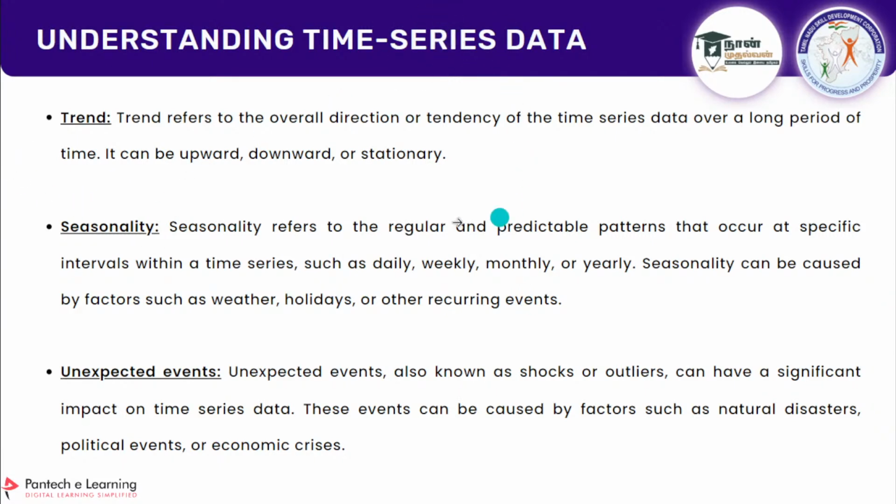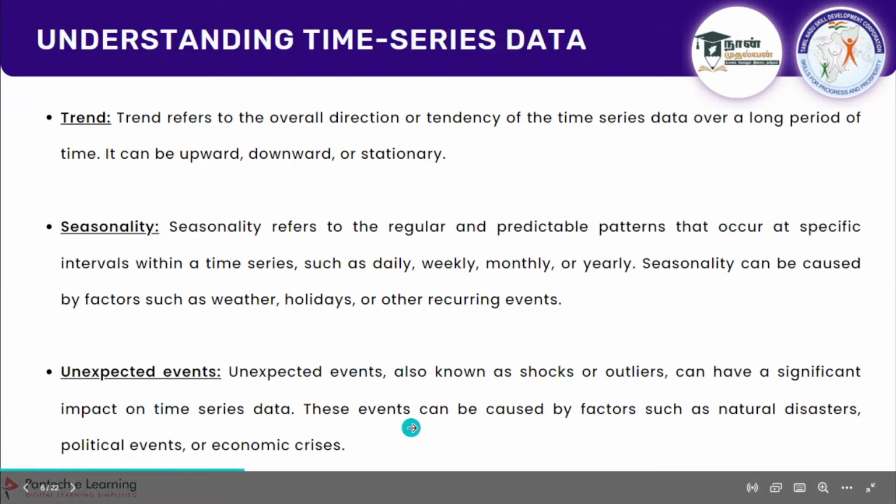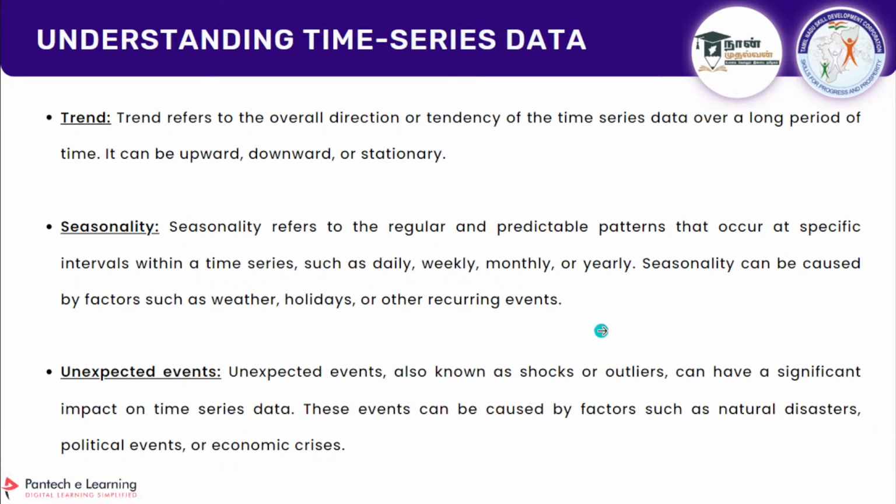Okay, and something known as unexpected events. Unexpected events are also known as shocks or outliers, and can have a significant impact. For example, something like a natural disaster or political event may alter the revenue or whatever you are predicting.